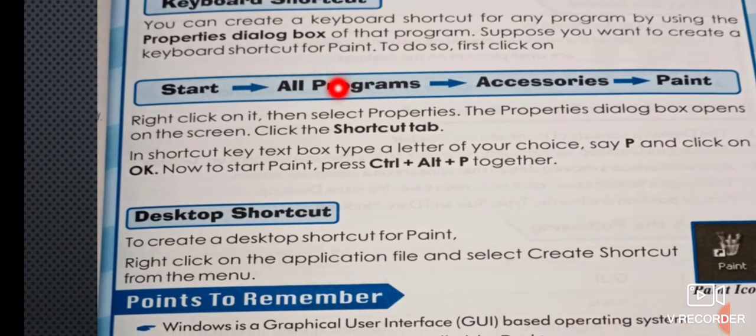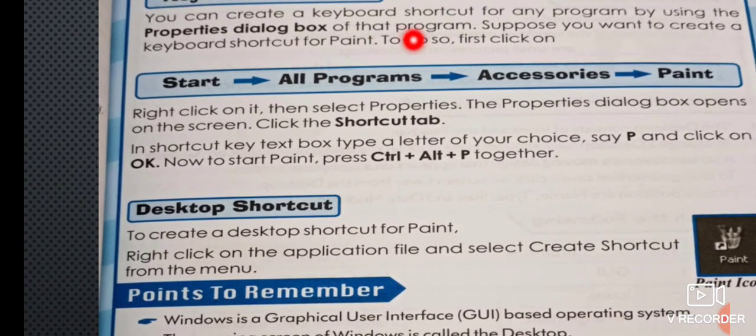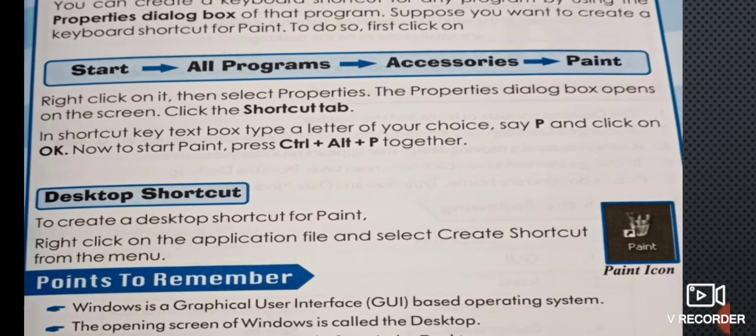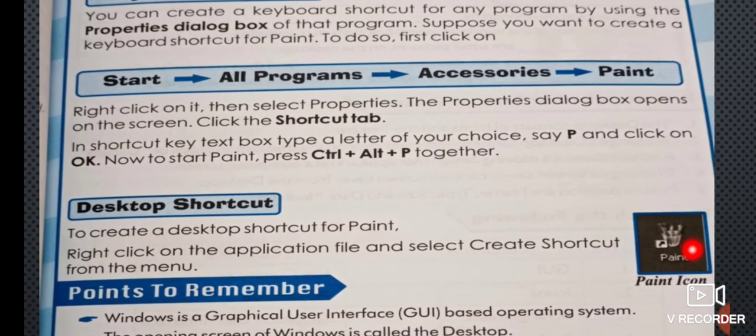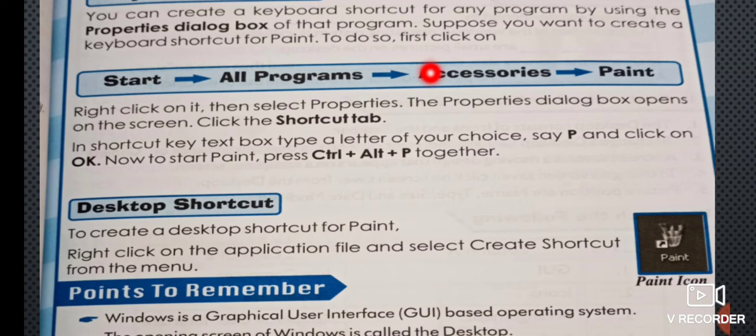You can create a keyboard shortcut for any program by clicking the properties dialog box of the particular program. You have to click start. For example, Paint. For Paint, I am going to keep it as a shortcut. You can see here the shortcut Paint icon is created. So instead of going to start, all programs, accessories, Paint, you can go for creating shortcuts.